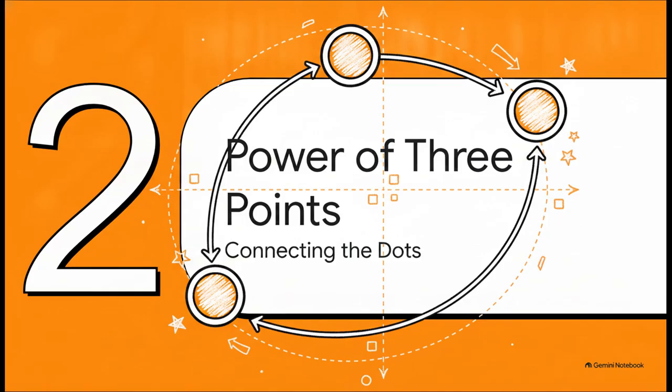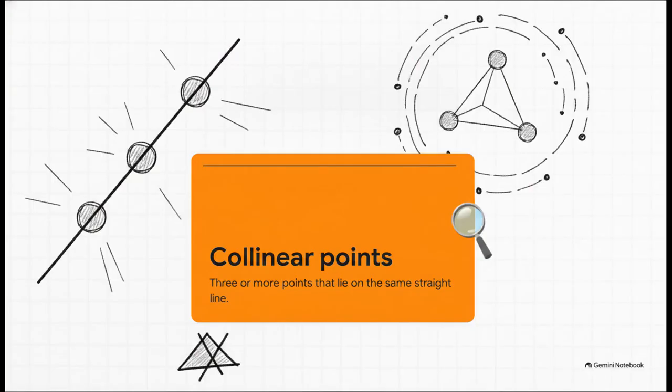The power of 3 points. Connecting the dots. Imagine just dropping points onto a flat surface. If you happen to place 3 or more of those points on a perfectly straight line, you get what mathematicians call collinear points. And because they're perfectly aligned in a row, they simply cannot form a triangle. If you tried to calculate it, the area of the triangle they would define is exactly 0.